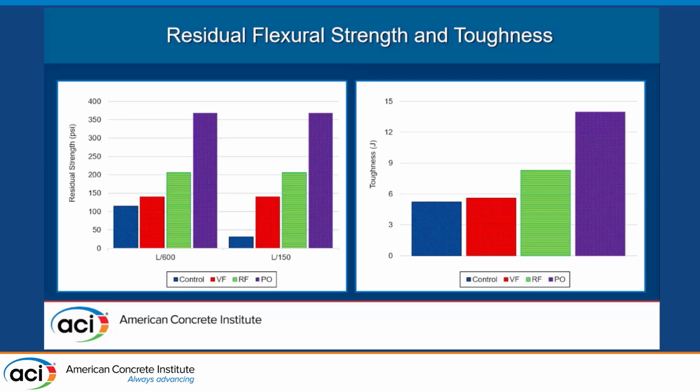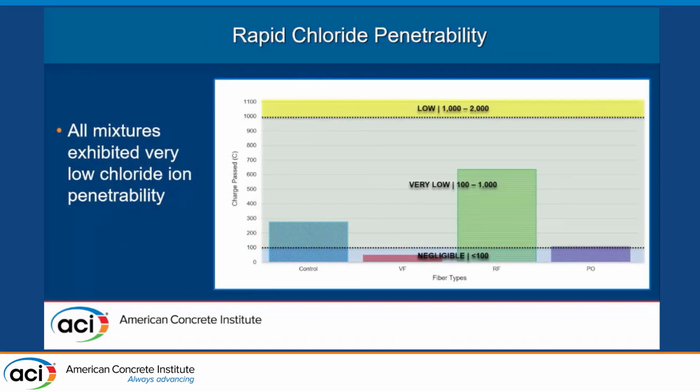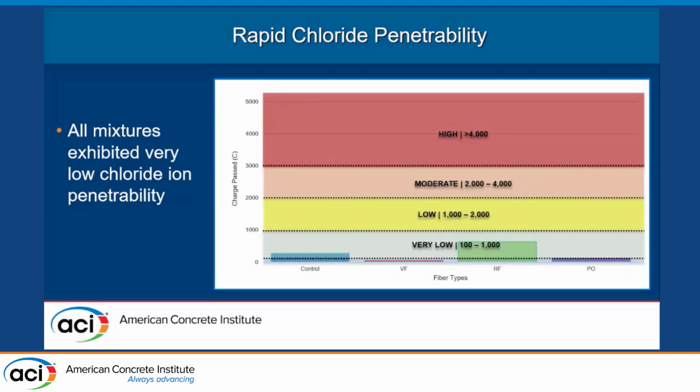And then another big thing with this is chloride penetrability. So with RCPT testing, we can see that all the mixes were very low or less. The virgin fibers were actually negligible. And then the recycled fibers had increased the penetration, but it's still in the very low range, because when we look at the whole ASTM as a whole, we can see how nominal it is. And you still have to consider it, but it's still doing pretty good.